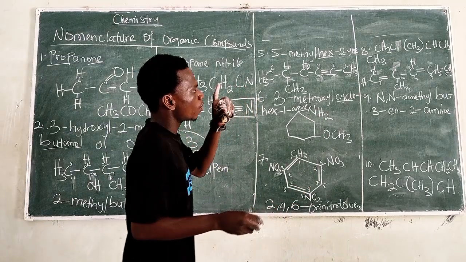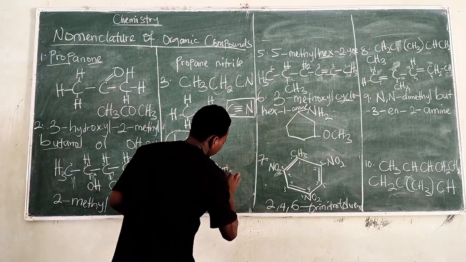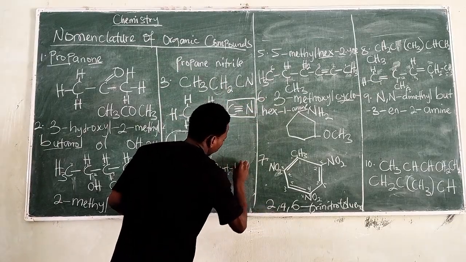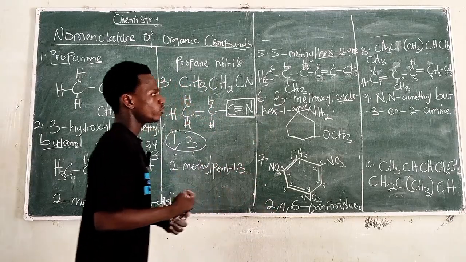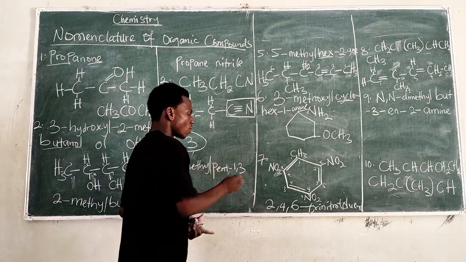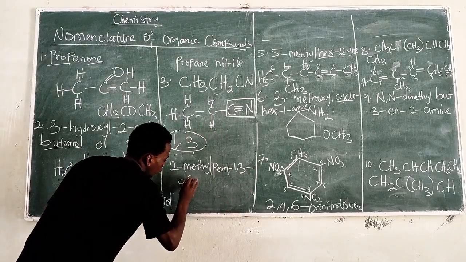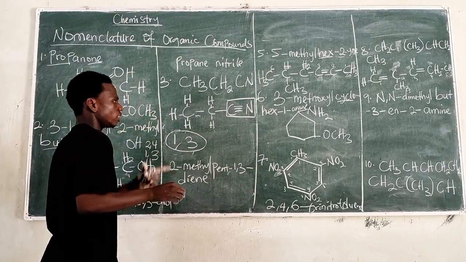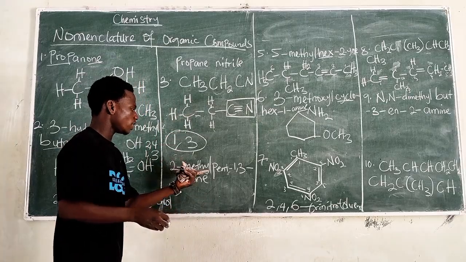And then on carbon 1 and on carbon 3, we have a double bond. So that's going to be 1,3-diene, because we have 2 of the alkene, which is the double bond. So the name of the structure is 2-methylpent-1,3-diene.